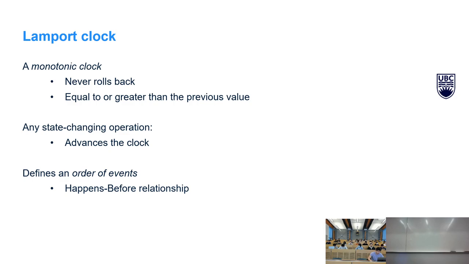The observation here, and because of course we're going to try and generalize this, is that the Lamport clock is a monotonic clock that never rolls back. That's really important. One of the downsides of using NTP is that it will adjust your clock backwards. Well, now I no longer have an ordering, do I? A monotonic clock never rolls backwards. It always returns either the same time or a numerically higher time.